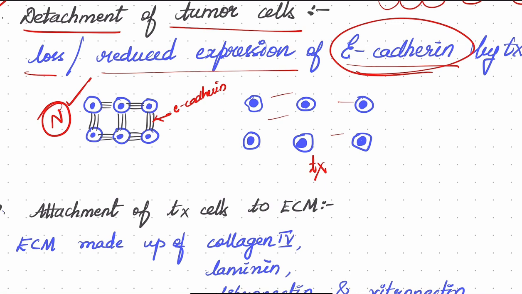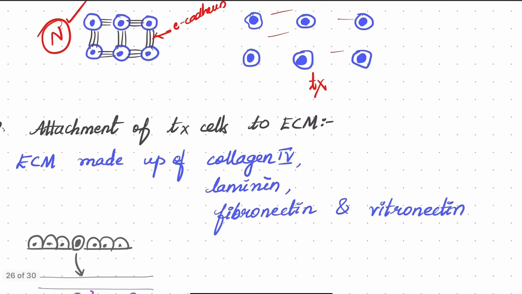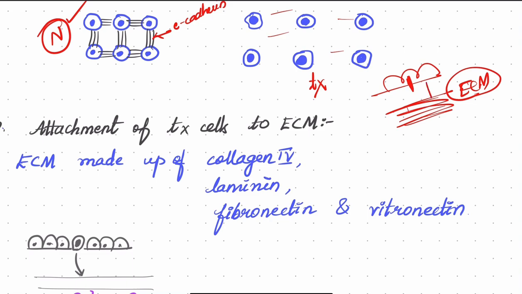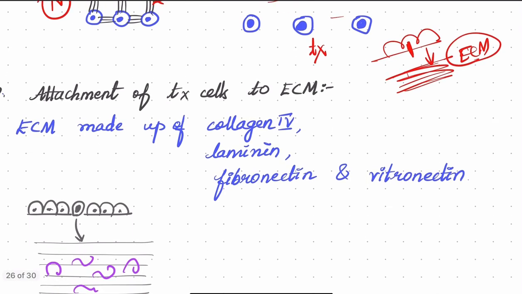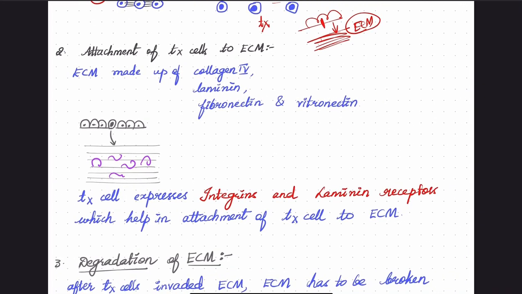Next step: what is the next step after detachment? It has to attach to the ECM. That means it has breached, it has passed through the basement membrane. The breach is there, as I have explained earlier. Now it enters into the ECM. This is the ECM, and it has to attach to the ECM. The ECM is made up of type 4 collagen, laminin, fibronectin and vitronectin.